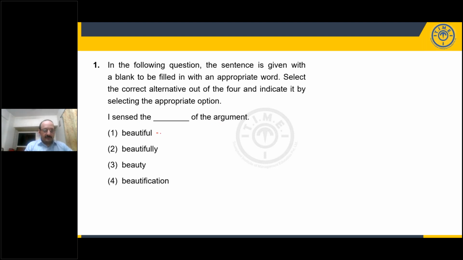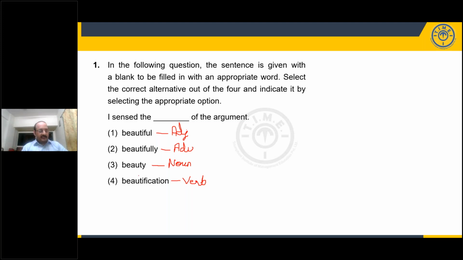Now, beautiful as a word, as you know, is an adjective. So, for example, she's a beautiful girl. Beautifully is its adverb form, something like she argued beautifully, or the painter painted the painting beautifully. Beauty is its noun form. So, for example, she's a real beauty, or this car is a real beauty, so on and so forth. And beautification is its verb.